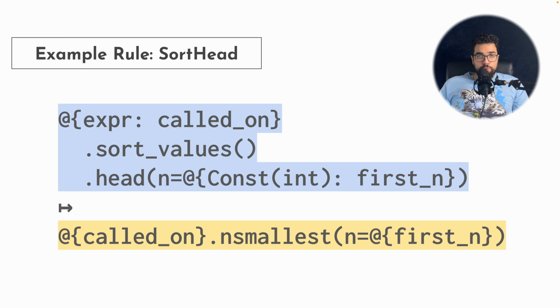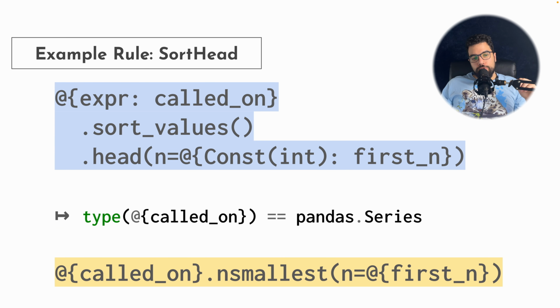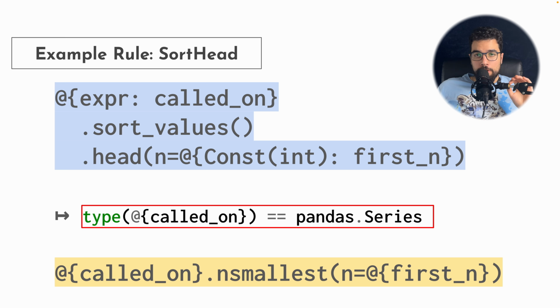But the problem is this rule is not exactly correct. It's correct only under certain preconditions, meaning some conditions that have to be true for the rewrite to be correct. So the precondition here is that the type of this called-on expression that we match is a Pandas series. Now, there are two important things to note here. First of all, this precondition is dynamic because it requires the type of the expression, which we only know at runtime. Second of all, most of the complexity in Dias is in checking these preconditions. So let's just go and see what kind of complexity Dias has to deal with.